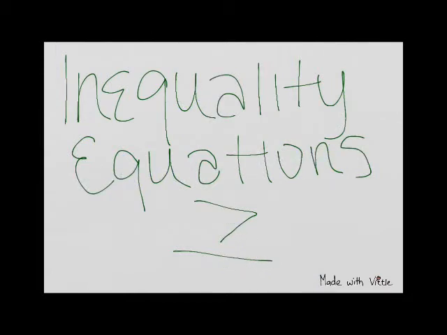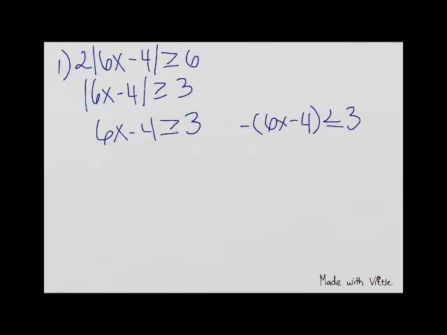Inequality equations greater than or equal to. The first step is to get the absolute value by itself. In order to do that, you need to divide by 2 on both sides. You end up with the absolute value of 6x minus 4 is greater than or equal to 3. The next step is you need to separate it into two equations. So for the positive side, you set it greater than or equal to 3.